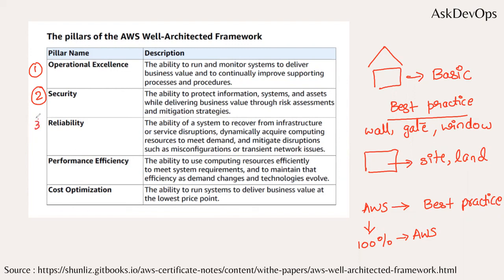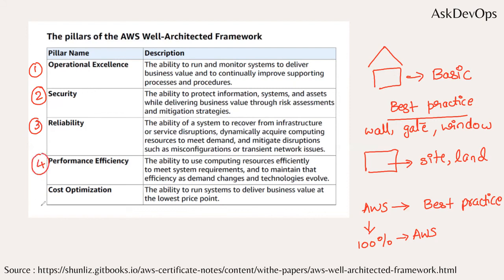The third one is reliability. Once you have your business up and running in cloud, customers and users will get used to your application, and you need to define some uptime. To maintain this particular uptime, you have to be reliable. Your systems have to be reliable.